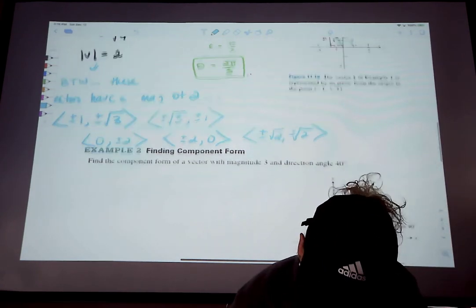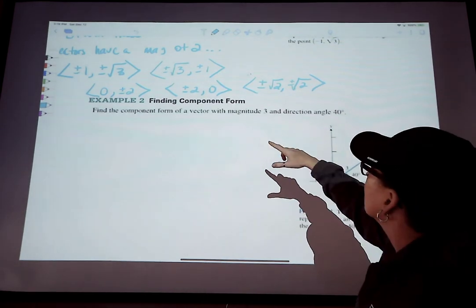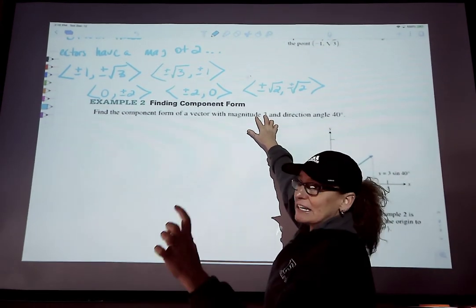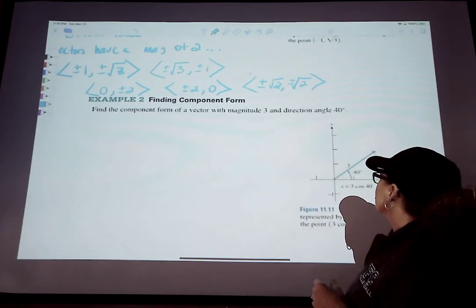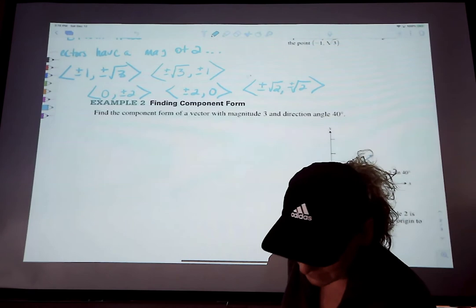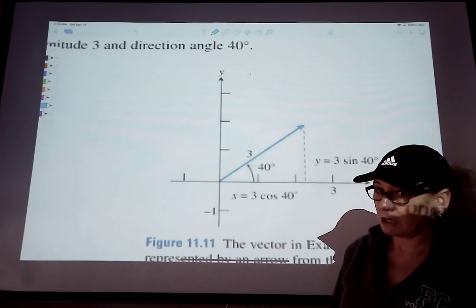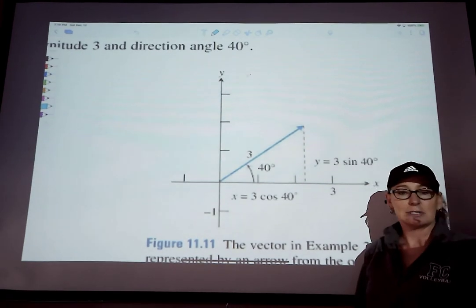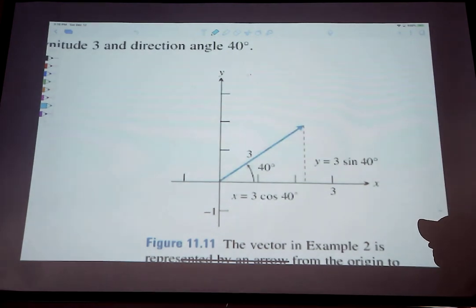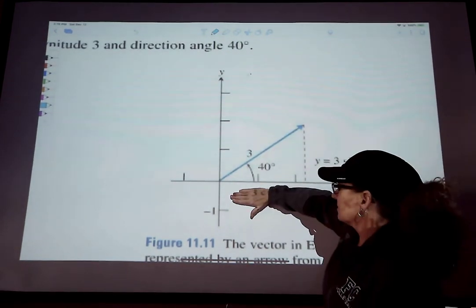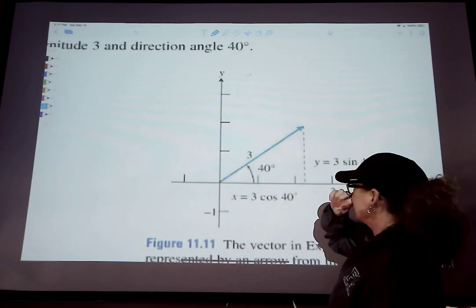Okay, moving on. Component form, so we need the pointy brackets. We know the magnitude, so the length of our hypotenuse. We know the length of our segment is 3. The direction angle is 40. Now, some of you are good memorizers. I'm not. I'm terrible at memorizing. I'm pretty good at figuring things out. So I would not have had those formulas memorized and would come up with them on my own.